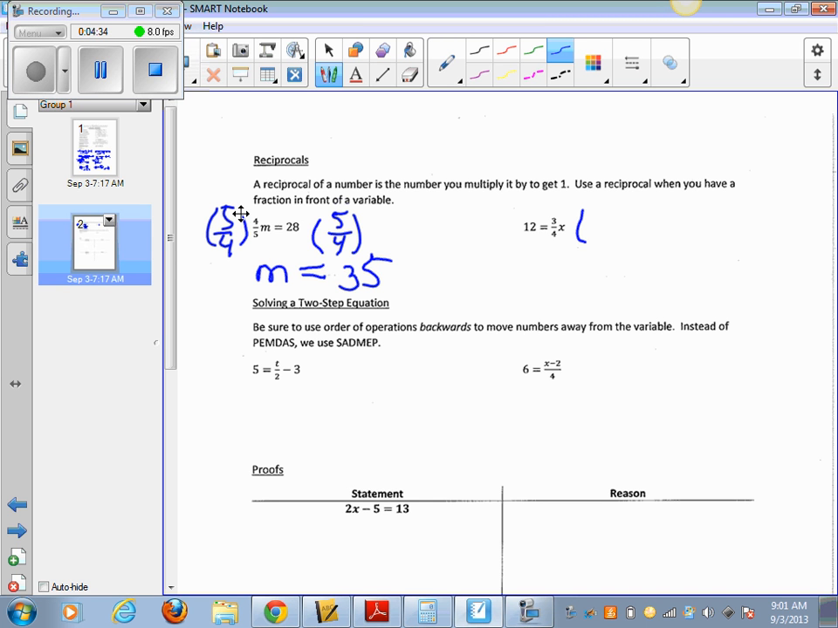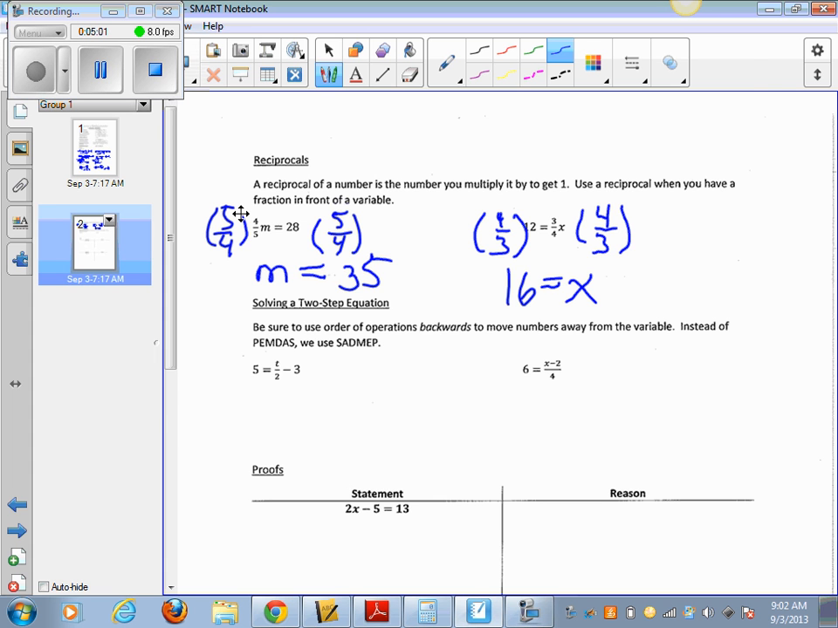The reciprocal of 3/4 is 4/3. I have to multiply on both sides. So I get x over here. And then on my left side, for 4/3 of 12, I divide by 3 first and figure out that 1/3 is 4. And then I multiply that by 4, and I get 16. You can also use your calculator, it's up to you.